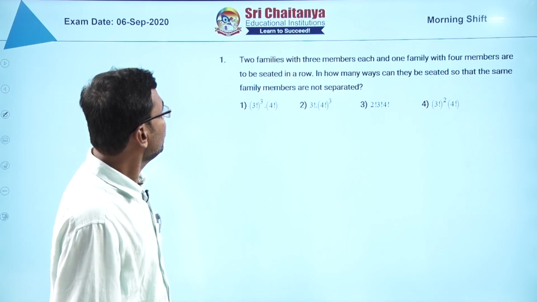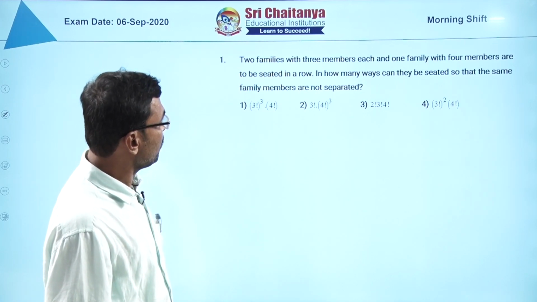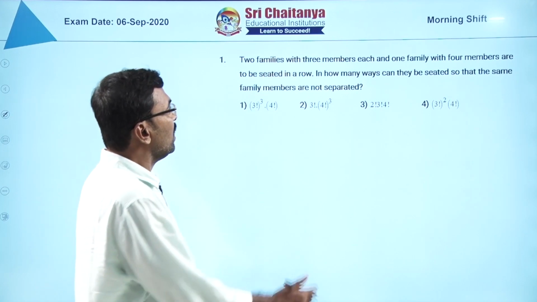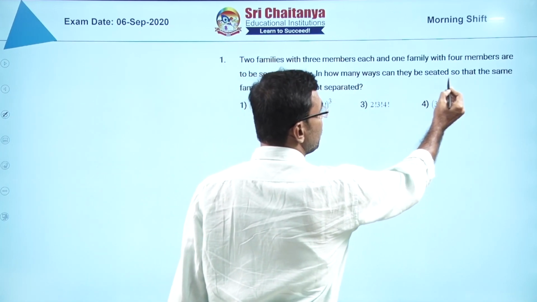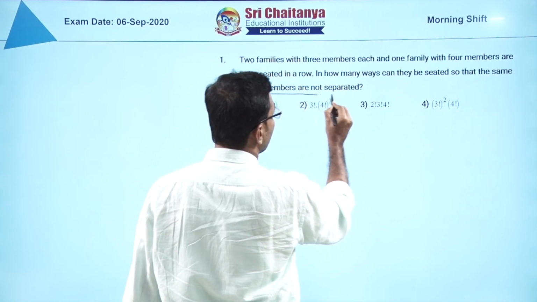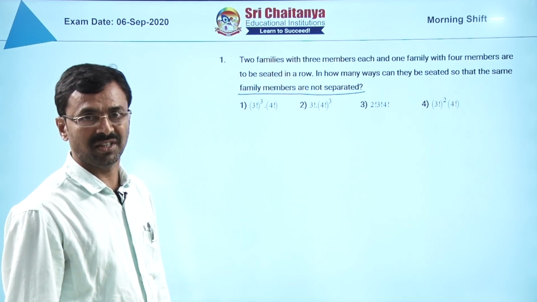In this problem, he is giving two families with 3 members and one family with 4 members. In how many ways can they be seated so that the same family members are not separated? Not separated means they must sit together.